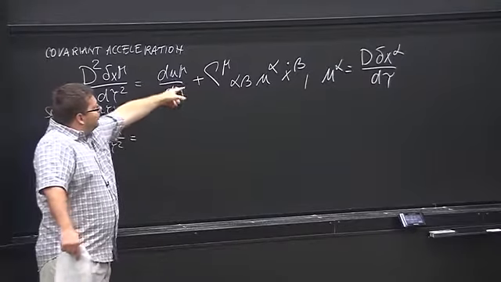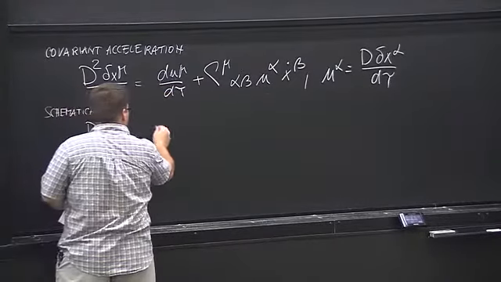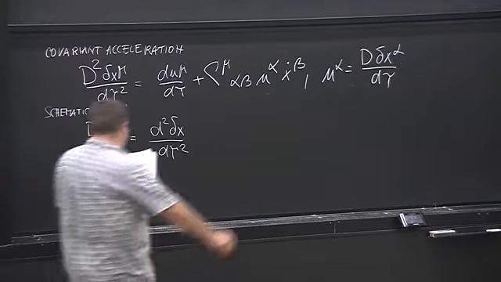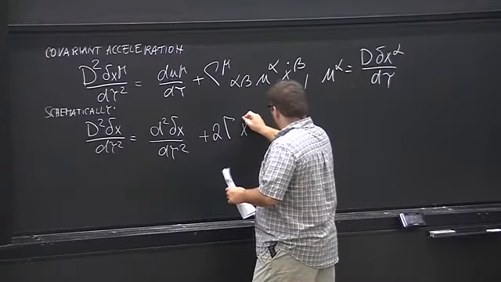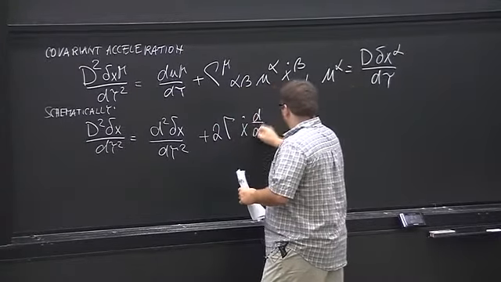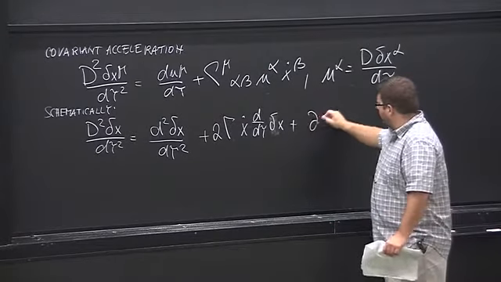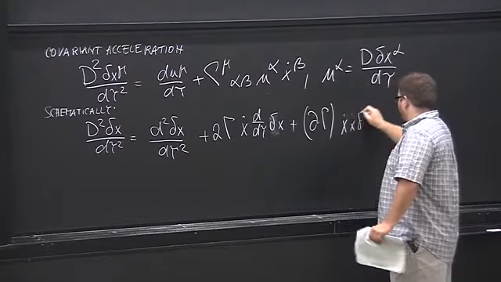So if I plug in that u alpha here, I will have a term which has two partial derivatives. So that will be d squared delta x over d tau squared. So there will be such a term. And then there will be the following terms: 2 gamma x dot d over d tau delta x. That's another term which will appear. And then you have a derivative of gamma term here, and then x dot delta x.